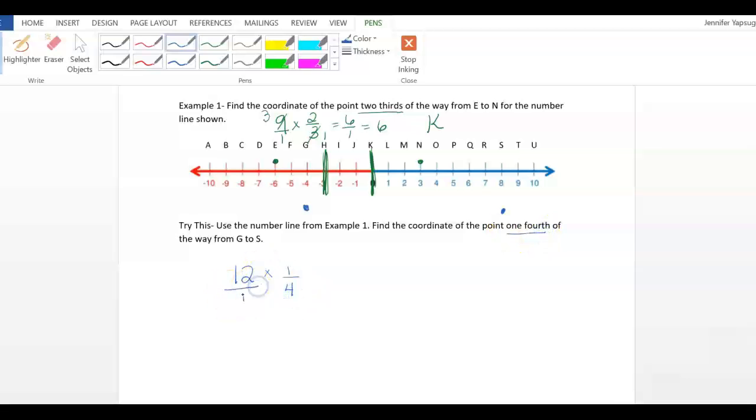So I'm going to put a 1 underneath. I'm going to cross simplify. So I get 3 over 1, which is 3. So I'm going to move my blue dot and count 3 spaces. So that's 1, 2, 3. So I end up right here at J.